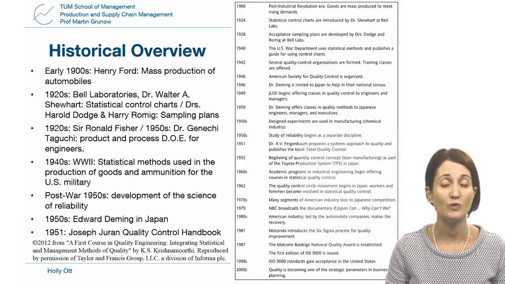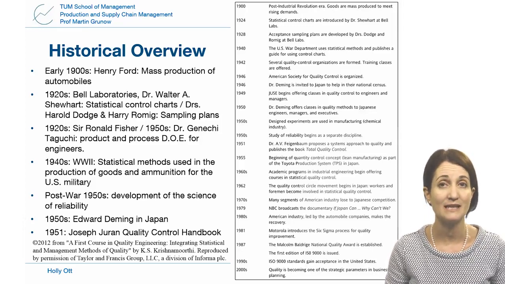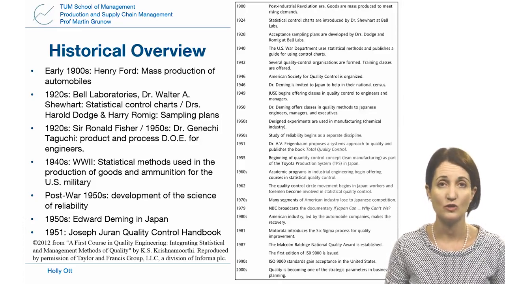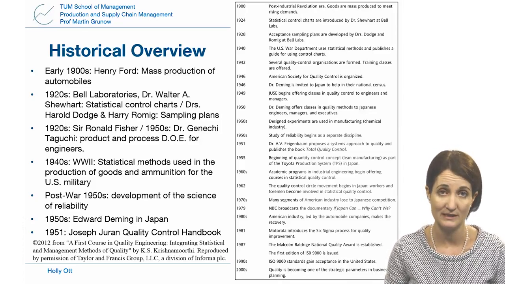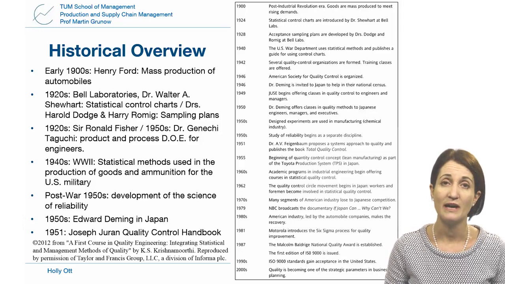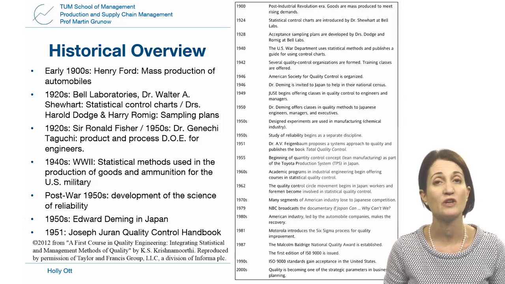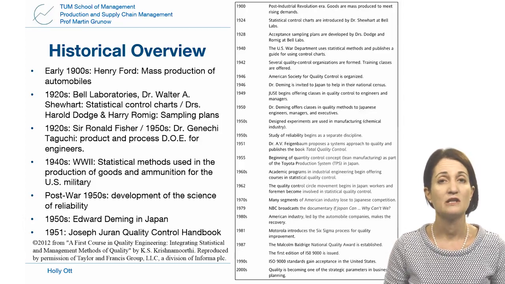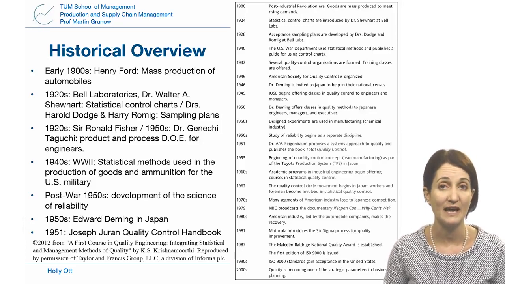Now, in England in the 1920s, Sir Ronald Fisher was working on improving agricultural yields using designed experiments. And later we had Dr. Taguchi also working on the development of designed experiments for product and process engineering. In the 1940s, in World War II, we saw the use of statistical methods by the military in the US for the production of goods and ammunition. And after the war in the 1950s, there was the development of the science of reliability, which is why our products today last so long.